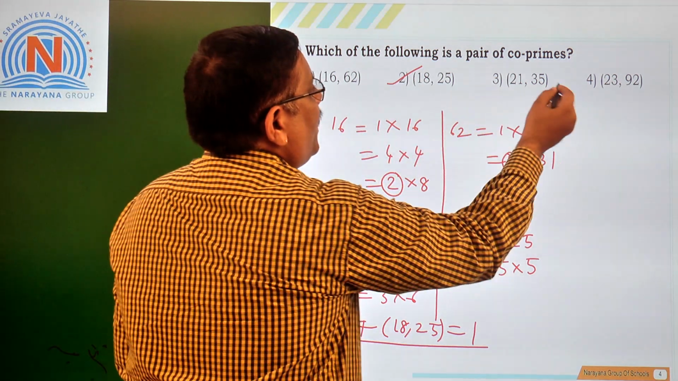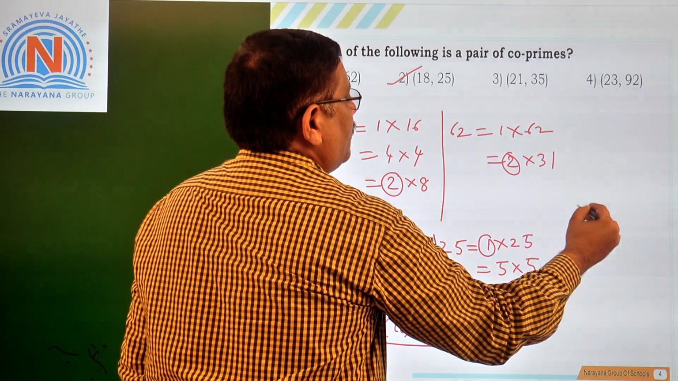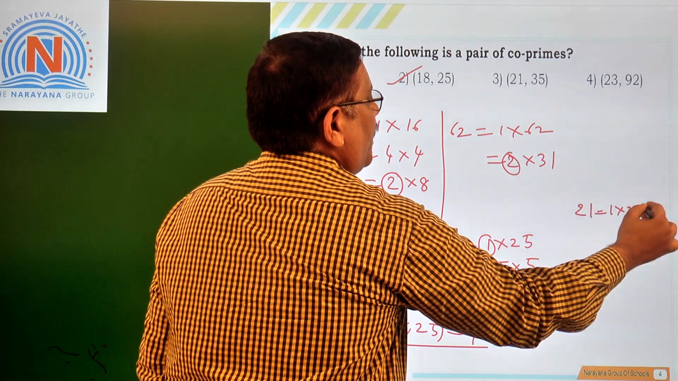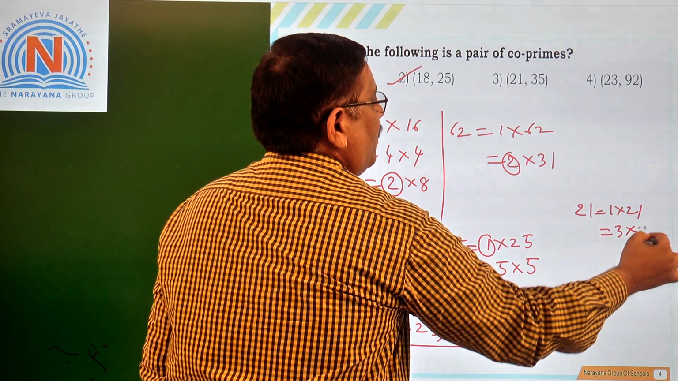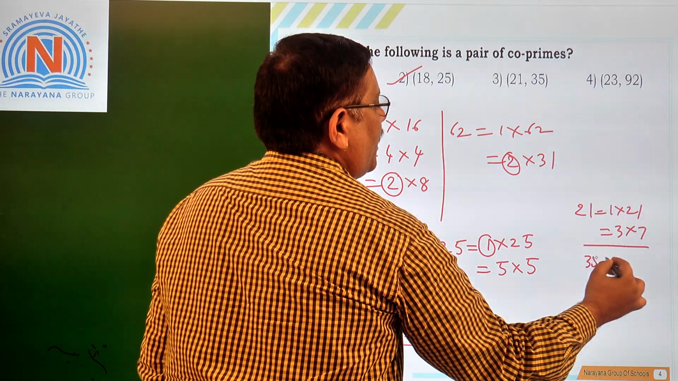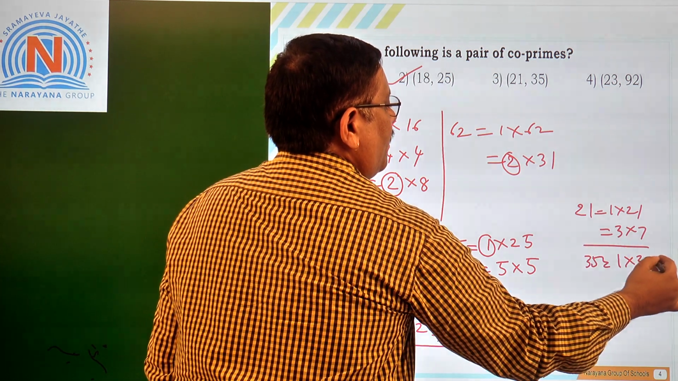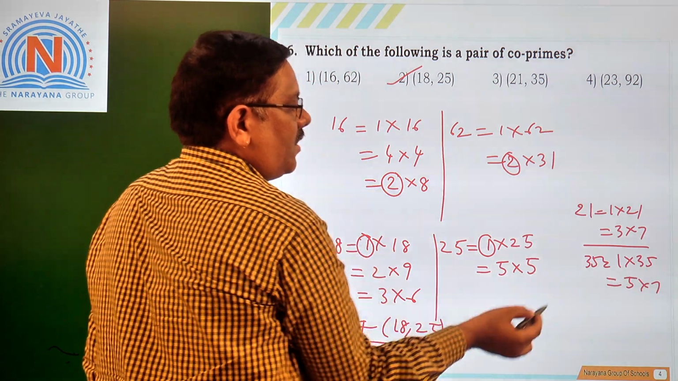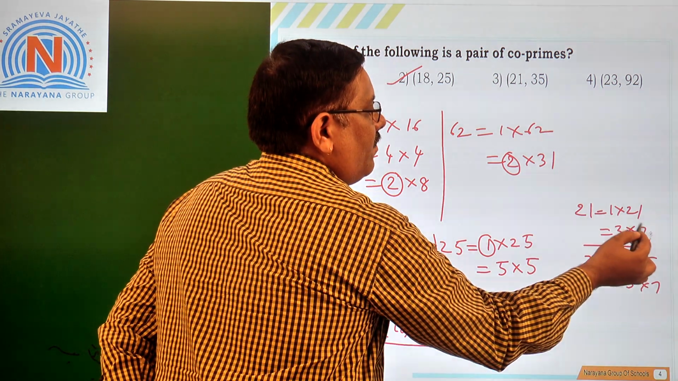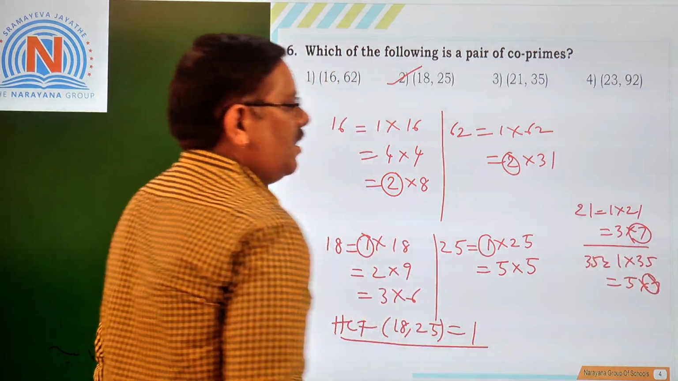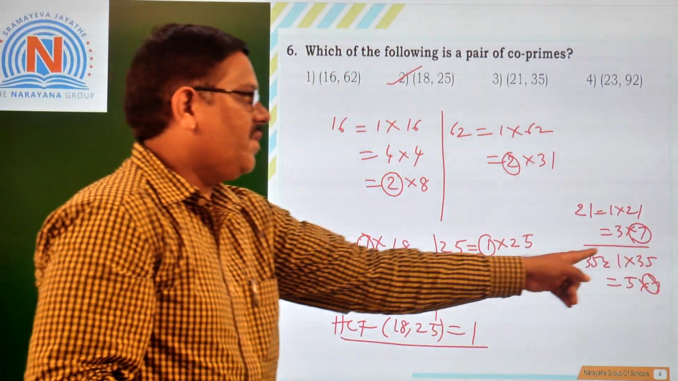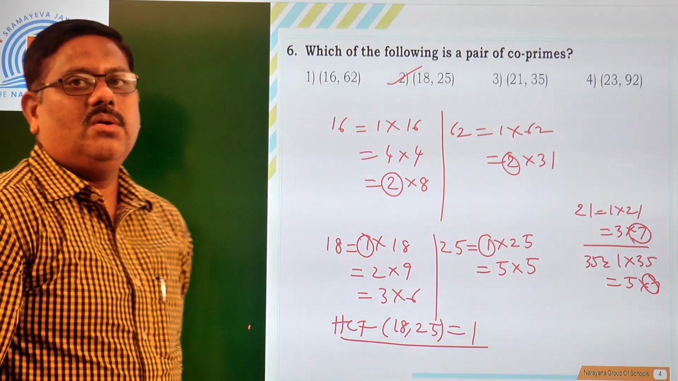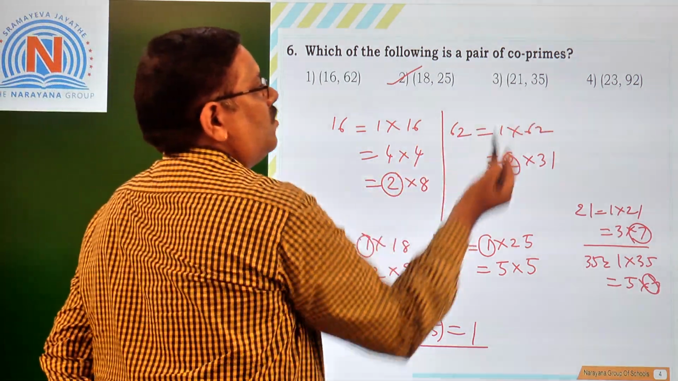Same way, 21 and 35, the third option. 21 is 1 into 21, 3 into 7. Whereas 35 we can write as 1 into 35, 5 into 7. If you look at the factors of 21 and 35, in addition to 1, we have 7 as a common factor. So the HCF of 21 and 35 is 7 here. So we cannot call this a co-prime pair.